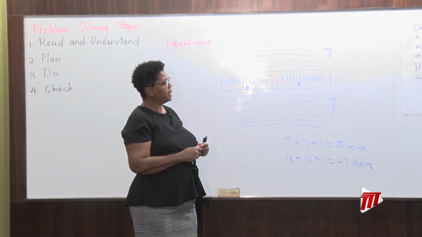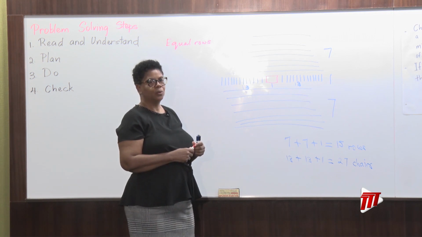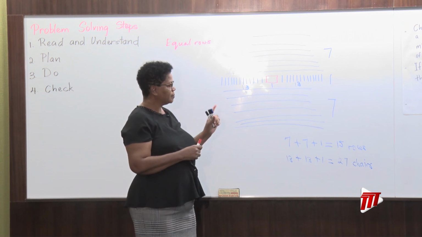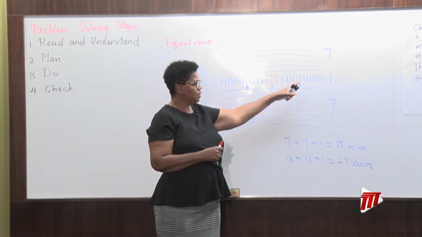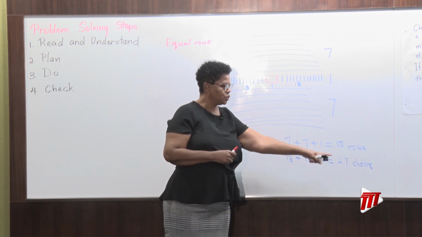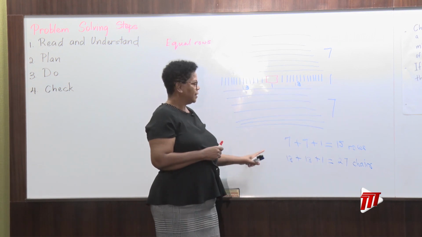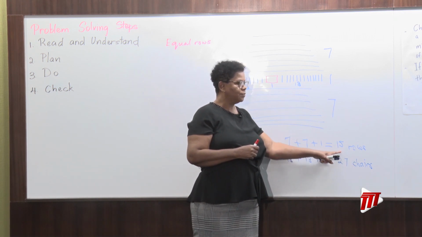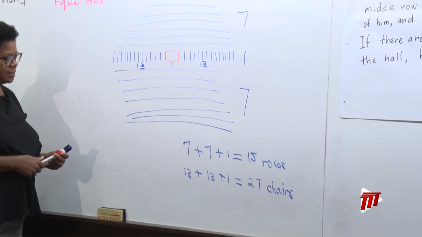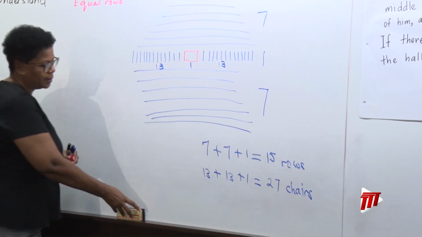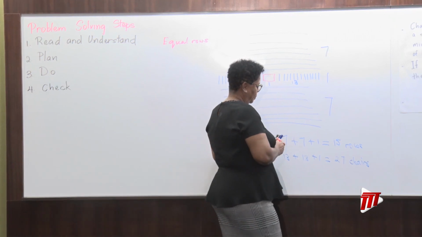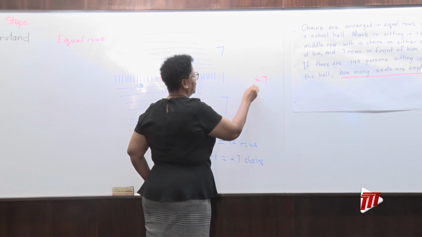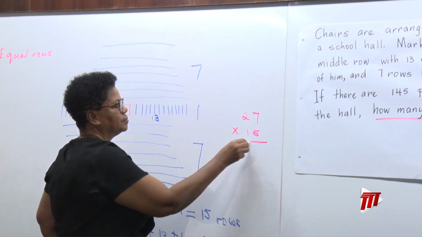To find out how many chairs in all, we have to come up with a number sentence. We know the number of chairs in each row, which is 27. That's the unit. And we know the number of rows, which is 15. So our number sentence would be 27 multiplied by 15.